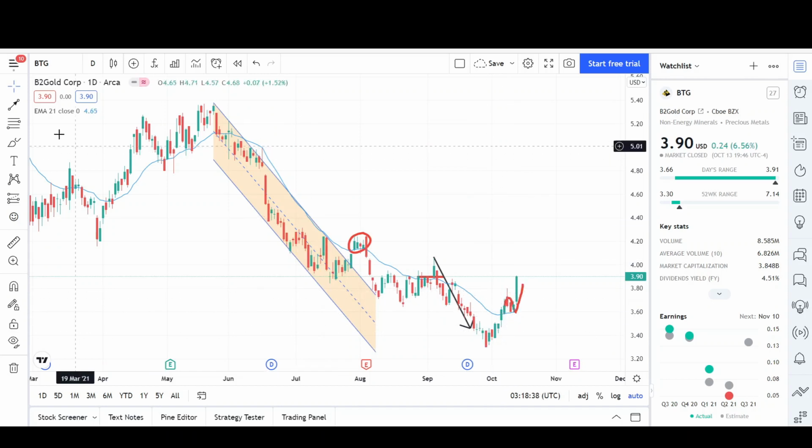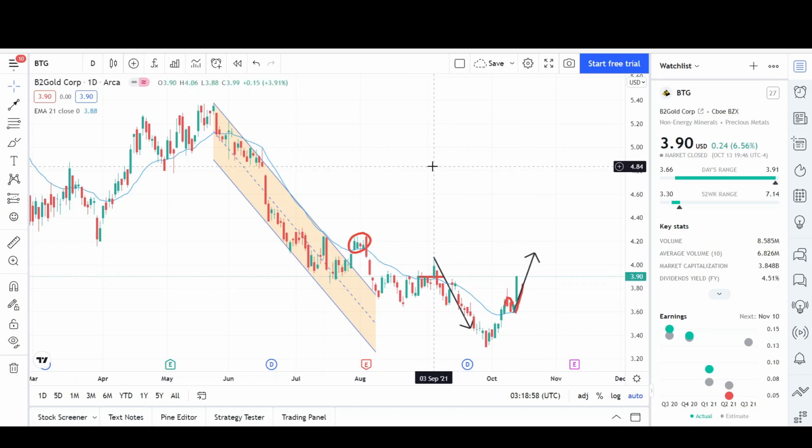So where could we be going in the near term? I'm going to do another measured move. This is the first leg up, and then I'm going to move it down to that little correction point. It looks like the price is trying to reach that $4.10 level. So not that much higher than it could be.